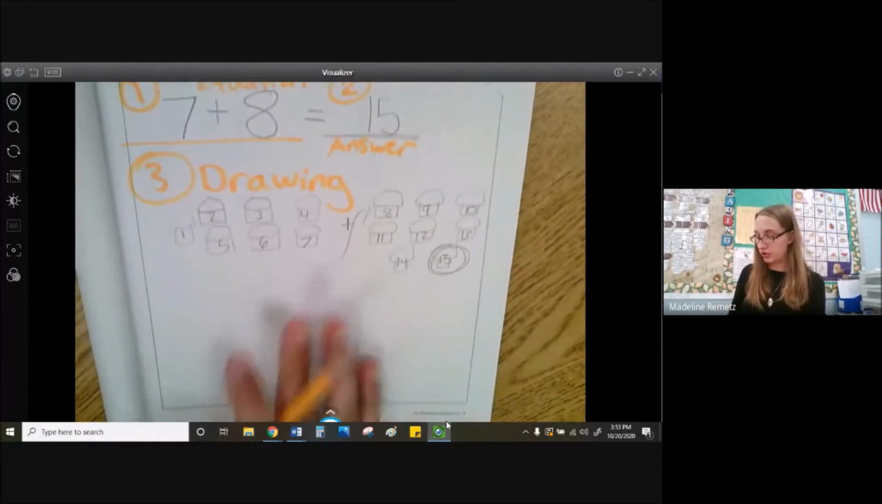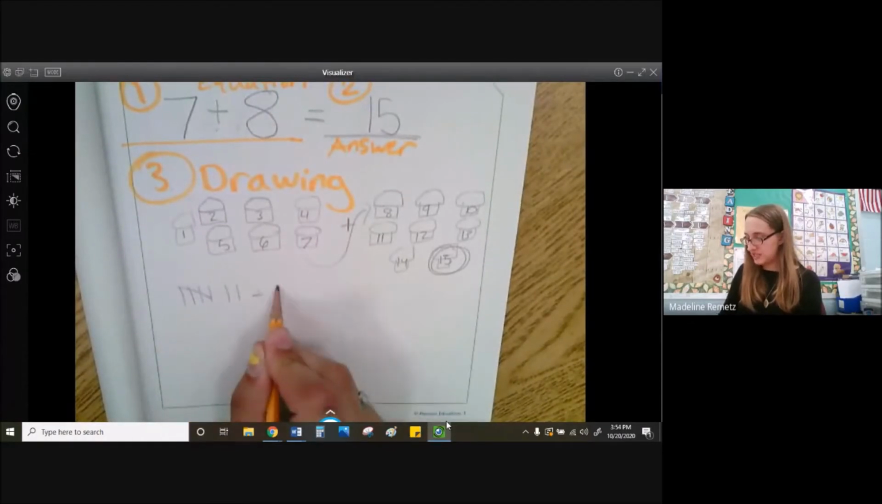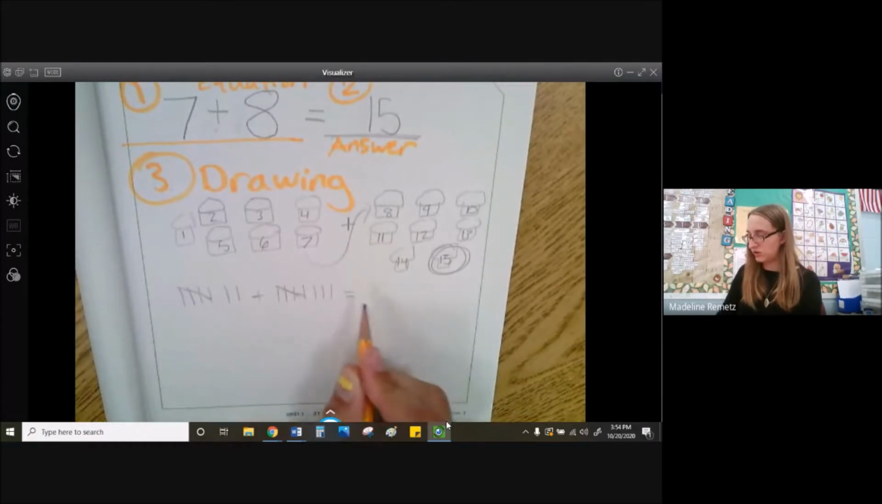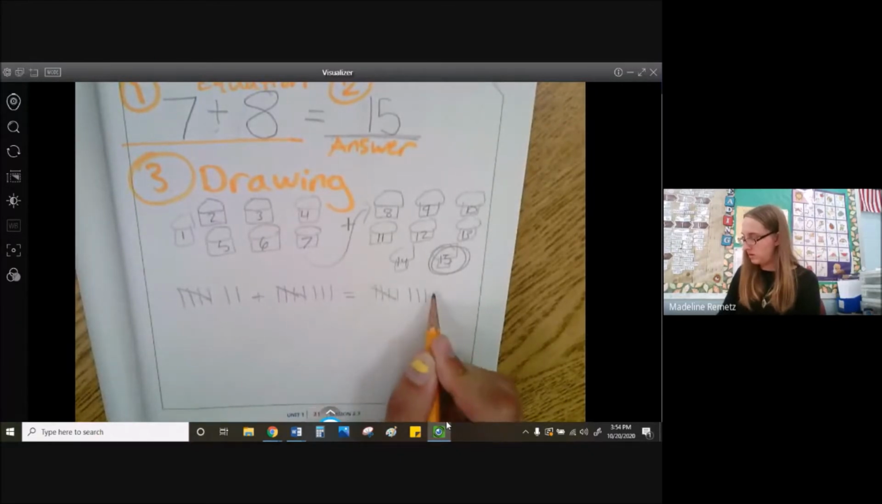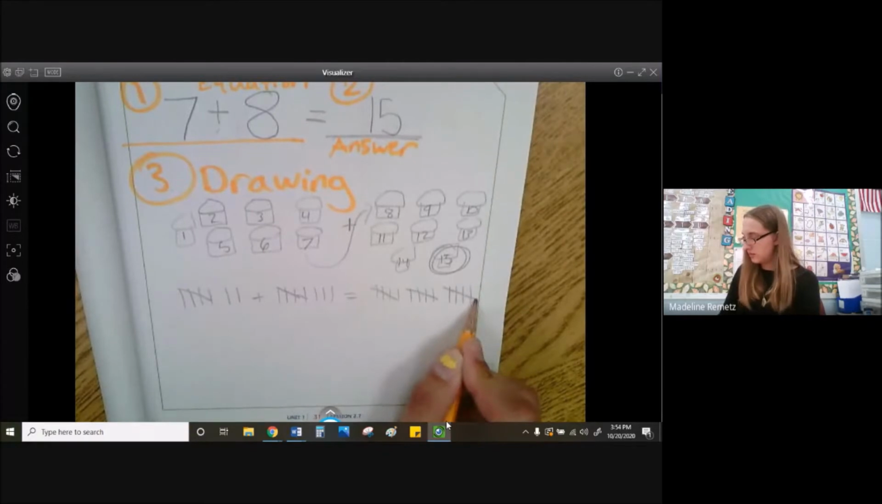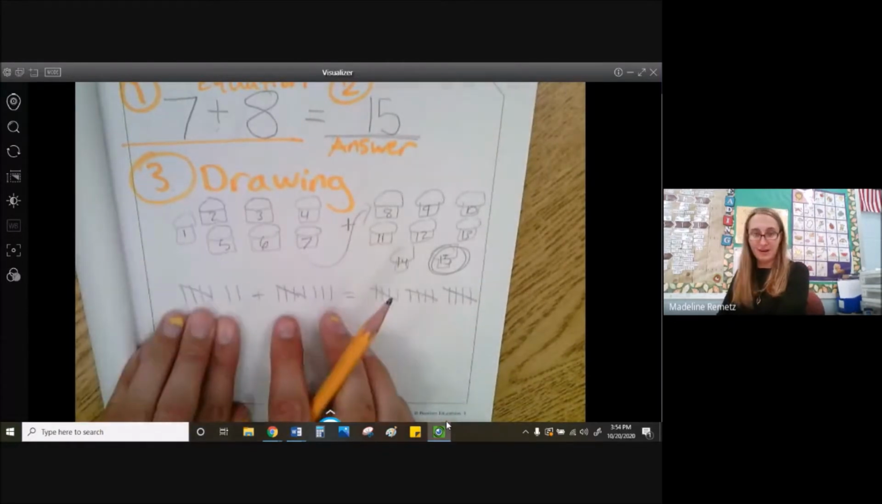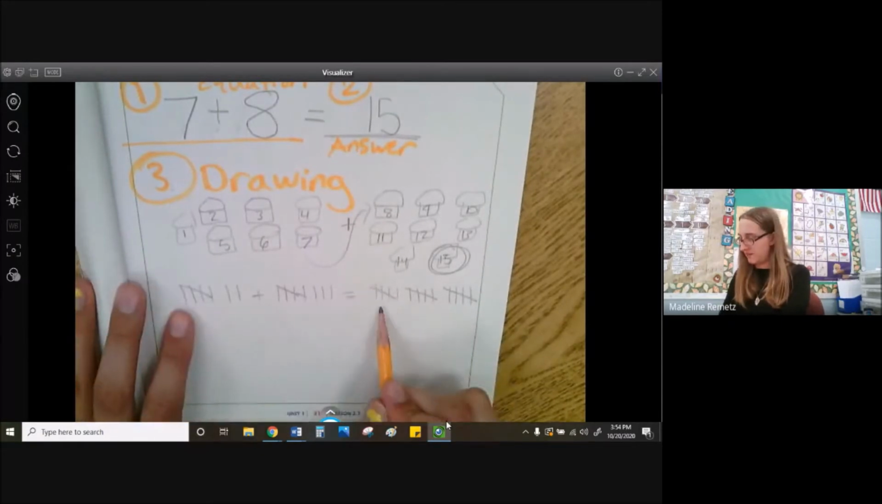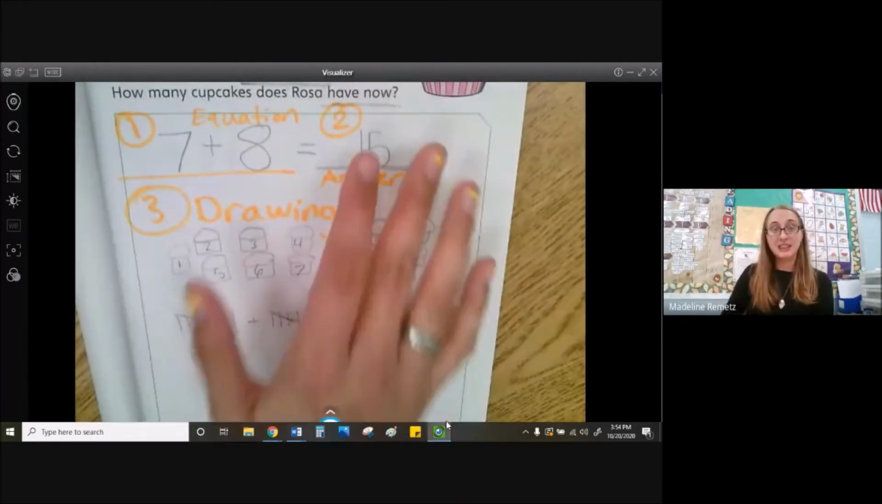I could also draw tally marks. 1, 2, 3, 4, 5, 6, 7, plus 1, 2, 3, 4, 5, 6, 7, 8, equals 1, 2, 3, 4, 5, 6, 7, and then 1, 2, 3, 4, 5, 6, 7, 8. Ooh, see how I had to be very careful of counting. I put my 7 and my 8 together, and I got 5, 10, 15. Another 15. That was double checking. My friends, we got the right answer.